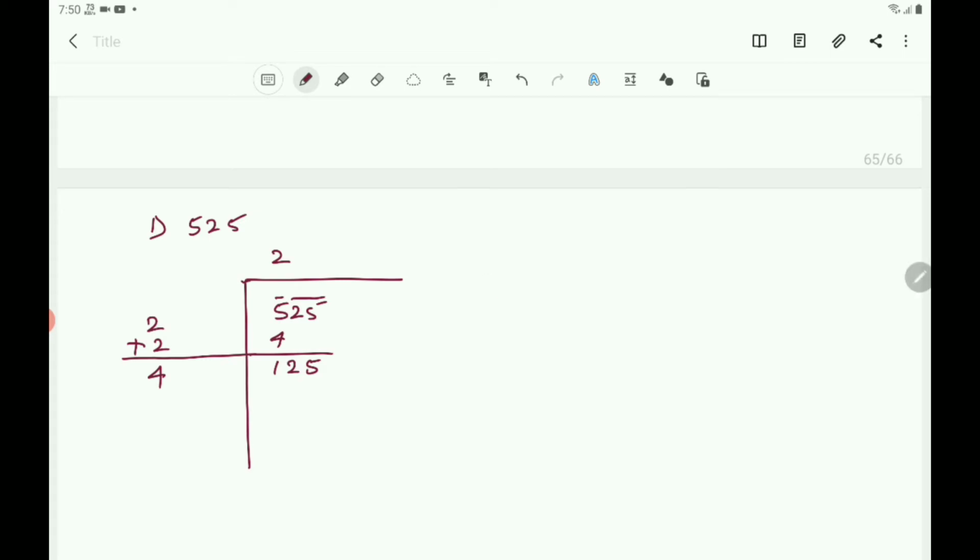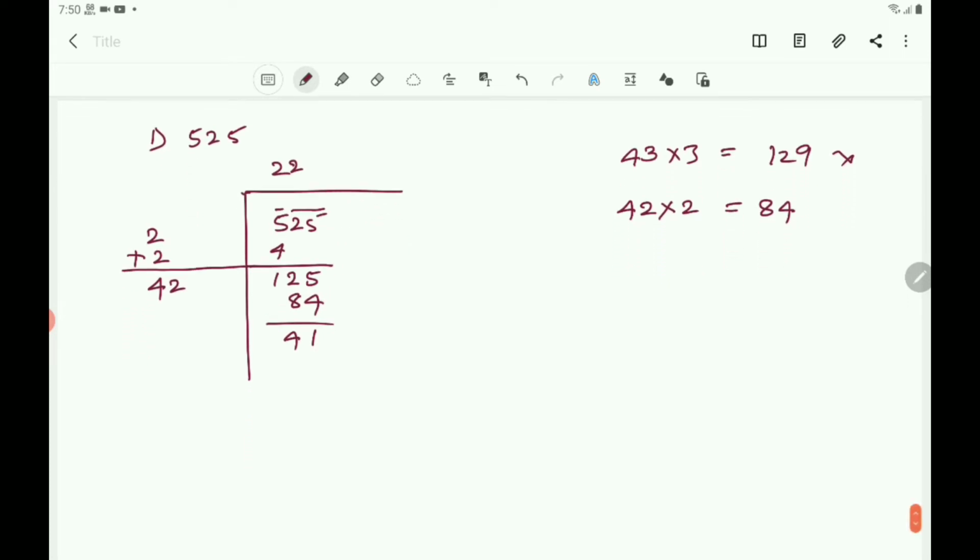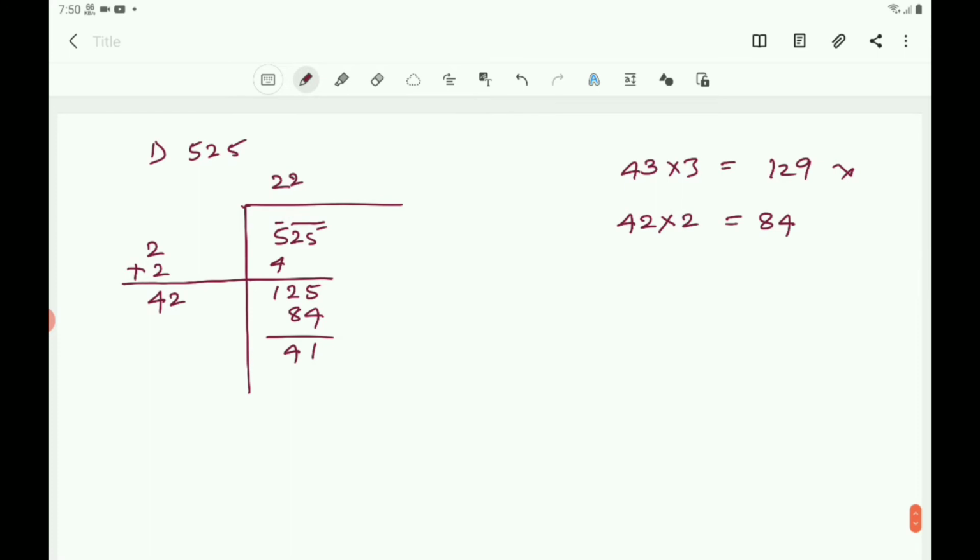Then here you know that 12 is there, means 4 3s are 12. It becomes 3 3s are 9 and 4 3s are 12, that is 129. It becomes more, so you can't take this. So you take the next lesser number than 3, that is 2. 42 into 2 is 84. Then you subtract 84 from 125. 5 minus 4 is 1. 12 minus 8 is 4. And here you got the approximate root 22.